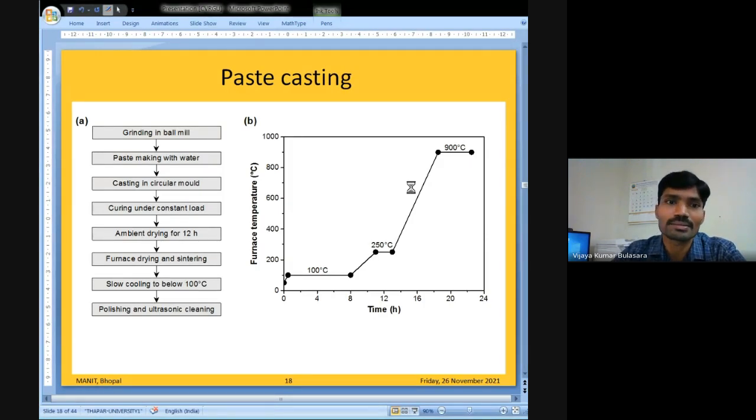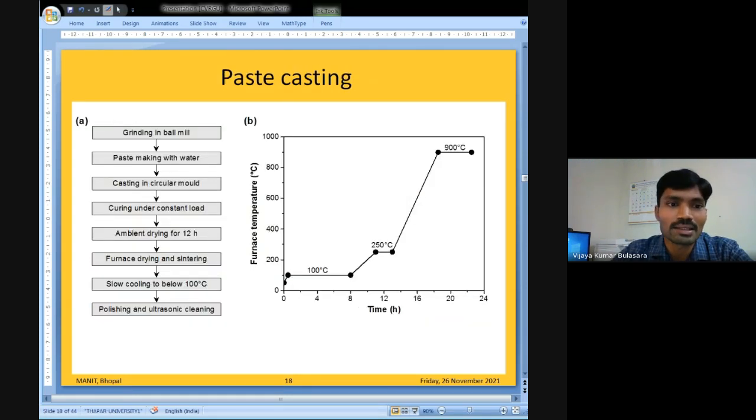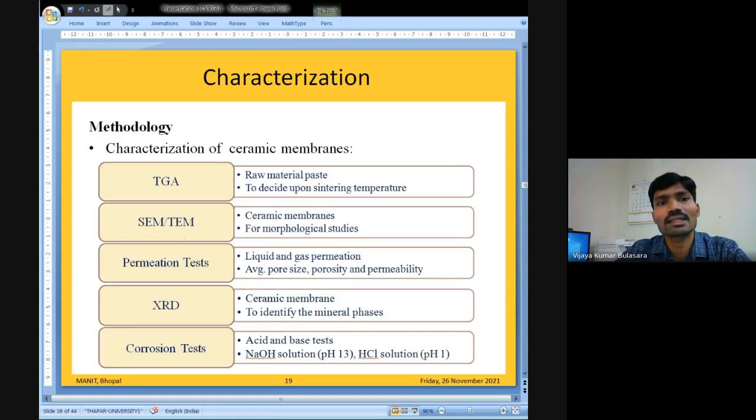Okay. So once the membranes are sintered at 900 degrees centigrade, the furnace temperature is reduced slowly. That means heating is turned off after 4 hours. Then slow cooling or natural cooling to below 100 degrees centigrade. Then the membranes are polished and cleaned ultrasonically. So they are then characterized using different methods.